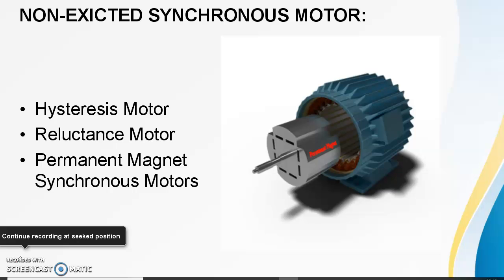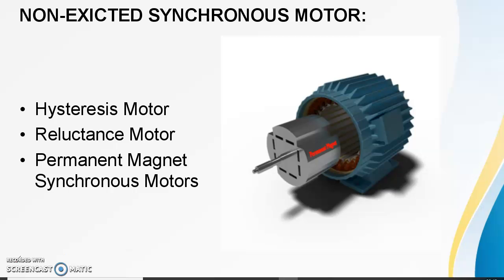Then next one is reluctance motor. A reluctance motor is a type of electric motor that induces non-permanent magnetic poles on the ferromagnetic rotor. The rotor does not have any windings. It generates torque through magnetic reluctance. This is the simplest definition of reluctance motor.